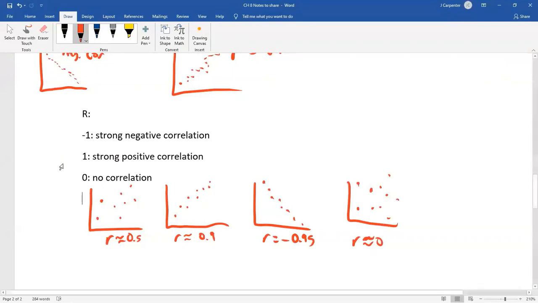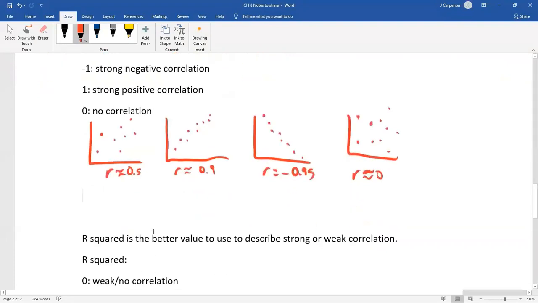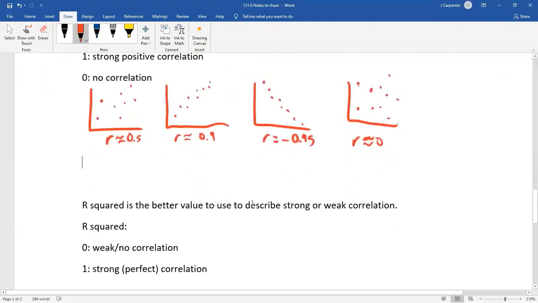So again, the only real useful side of R is you get a sign, and that sign tells you the slope, whether it points up or points down as you move right. The 0.5, the 0.9, the 0.95, and the 0 don't tell me that well, actually, how well the data correlates. That I'm going to get this percentage statement, and these don't link to it. It's R squared that's linked to it. So R squared is the better value to use to describe weak or strong correlation.